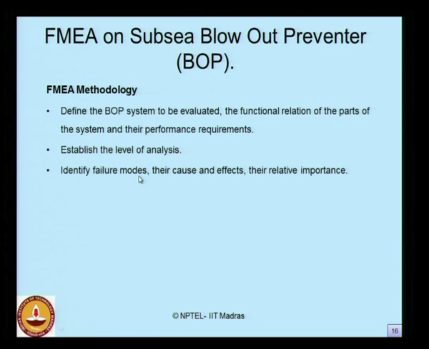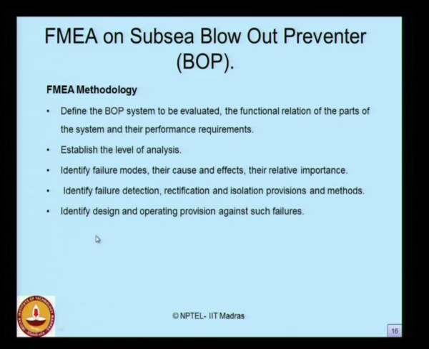You have to identify the failure modes, their cause and their effects and the relative importance. Then we will identify the failure detection, the rectification and isolation provisions and methods. You will also identify the design and operating provisions against such failures. Then you will summarize and recommend the corrective actions, then issue a report based on your FMEA study. These are the methodologies by which I can prepare an FMEA study. I will now apply this study to a subsea blowout preventer.